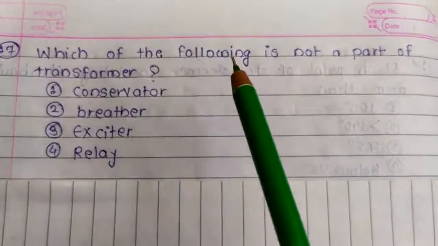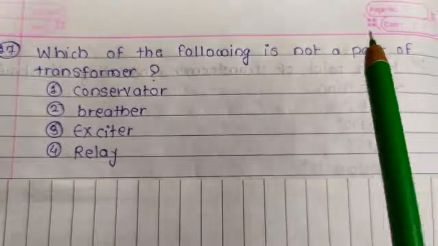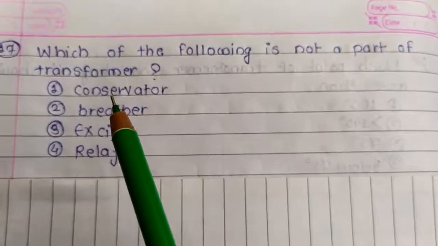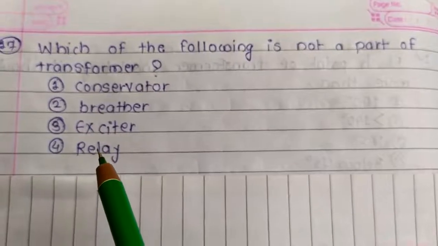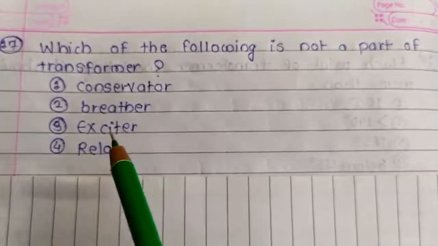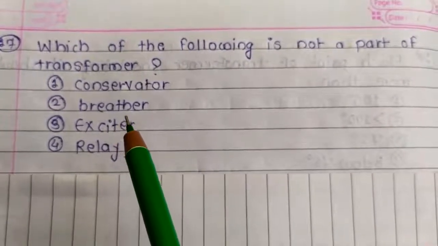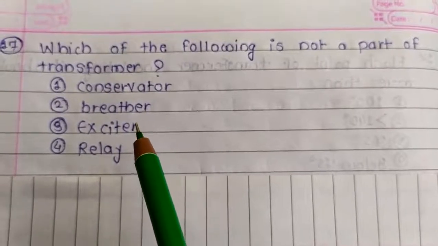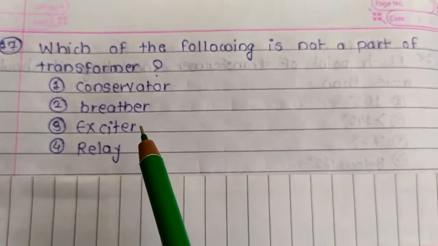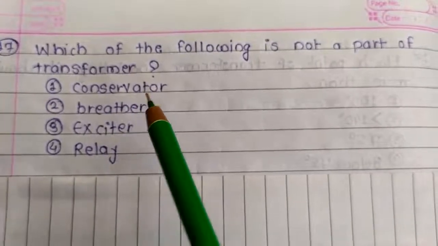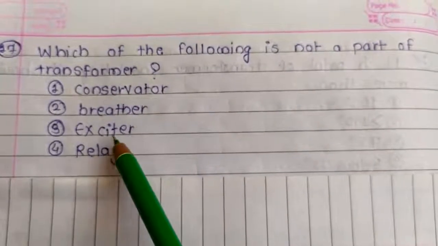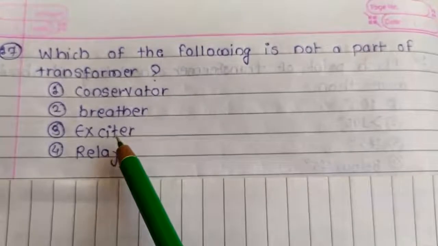Which of the following is not a part of a transformer? Conservator, breather, exciter, relay. Exciter, because exciter is generally used to start the motor, but transformer is a static device. Hence, exciter is not a part of a transformer.